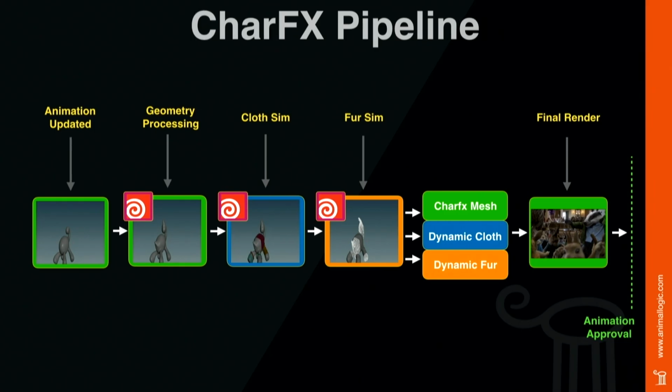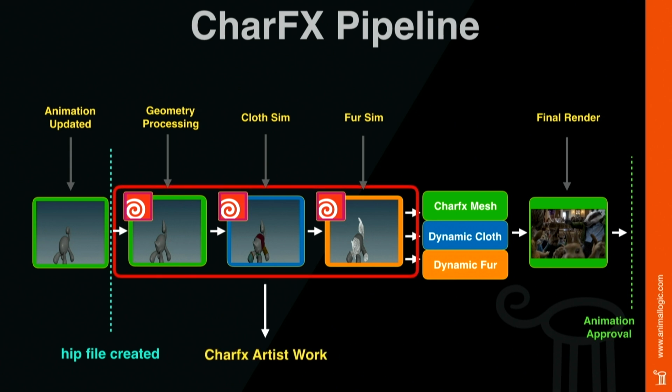Now, char effects is very closely related. It's essentially the same, but when we had hero work or we had some simulation errors, the animation was updated, it would make a HIP file. Then a char effects artist opens up that HIP file and makes any changes that are needed onto the body or cloth or fur sections. They then send that file off to the farm, gets rendered like normal.